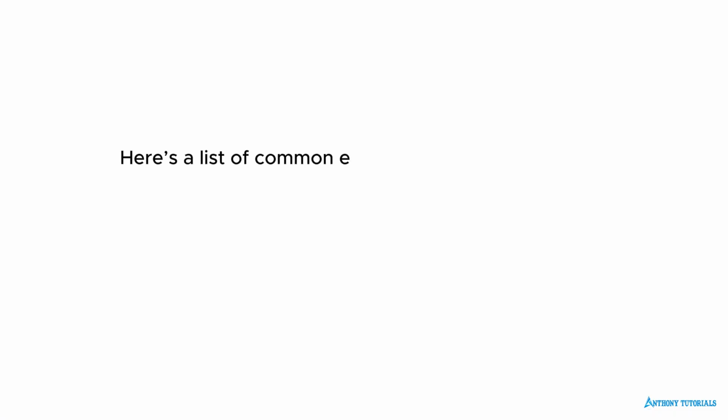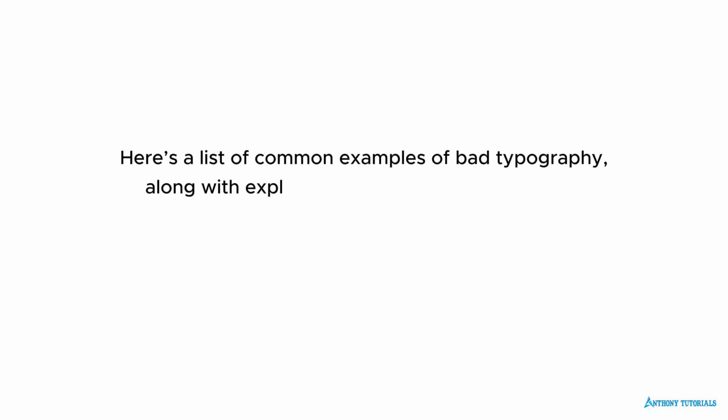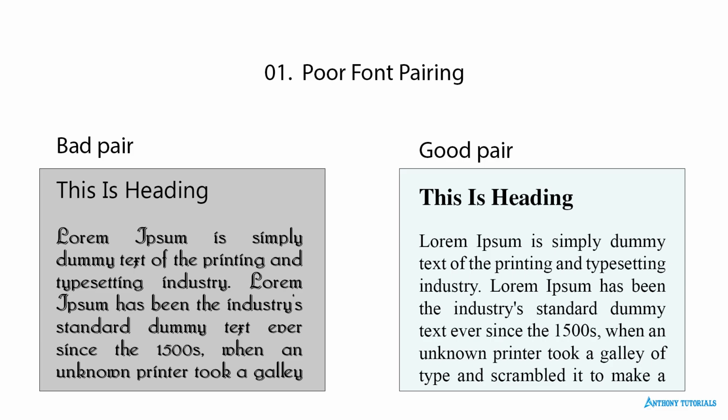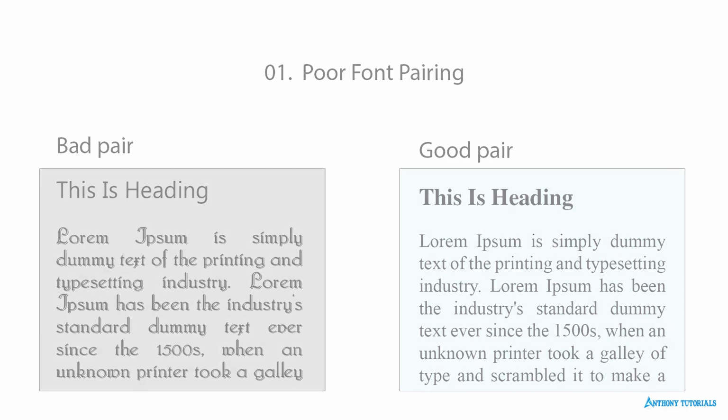Here's a list of common examples of bad typography, along with explanations of why they don't work. 1. Poor font pairing. Combining two fonts that clash, such as a highly decorative font with a heavy, bold serif. Result: creates visual tension and confusion rather than harmony and readability.